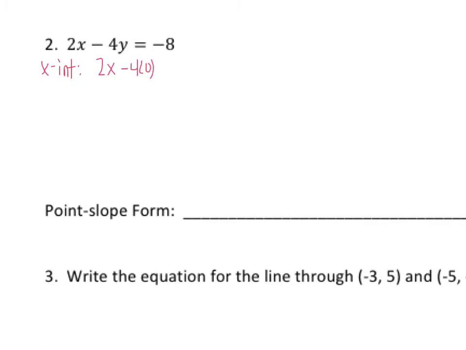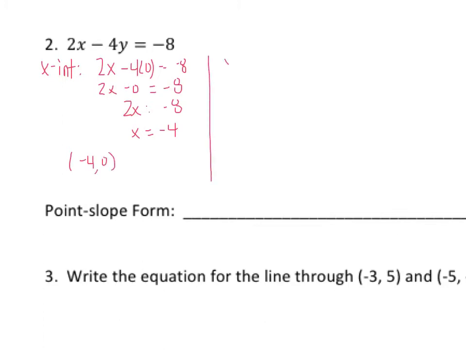So we're going to put 0 in for y. That equals -8. Let's go ahead and keep solving it. So we have 2x, this gives us 0, and that equals -8. So 2x equals -8, and that means that x is equal to -4. So my x-intercept is at -4, 0.